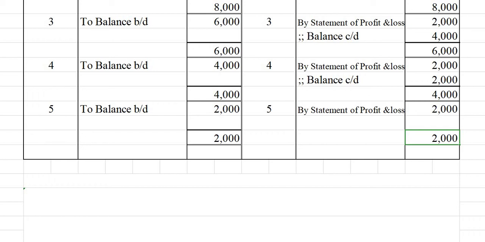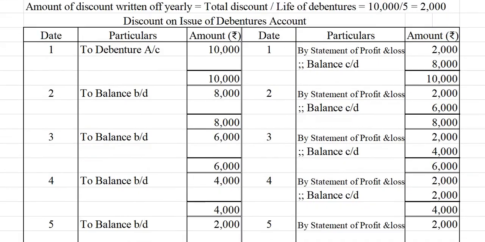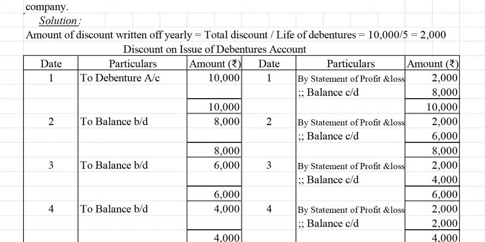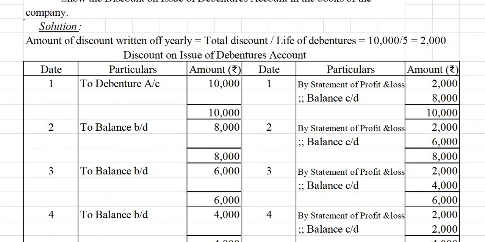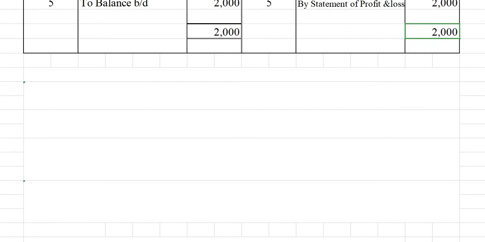So this is regarding the writing off of discount on issue of debentures when it is written off in equal installments. I think all of you understood it because it is very easy. The same amount will be written off. What you have to do is find out the total discount and divide it by the life of the debentures, that means the maturity period of the debentures. Here it is 5 years.